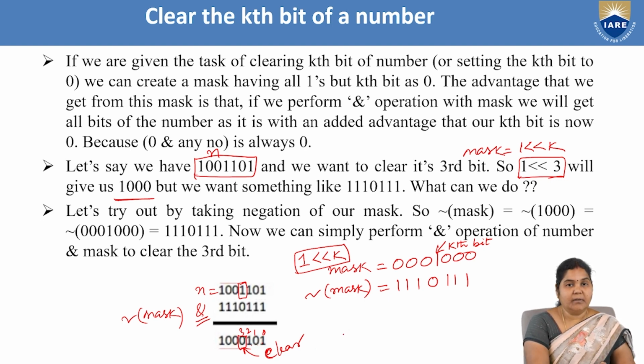So you have to remember, for setting the kth bit, you have to do an OR operation with the mask, and for unsetting or clearing the kth bit, you have to prepare the 1's complement of the mask, and then do a bitwise AND operation with the original number. These two are the shortcut formulas.